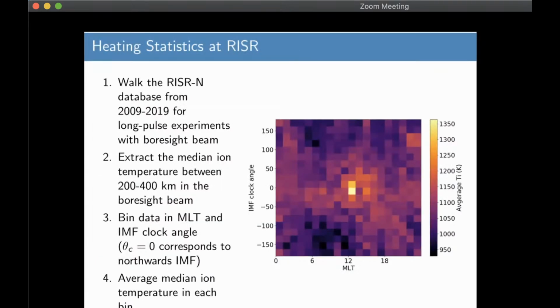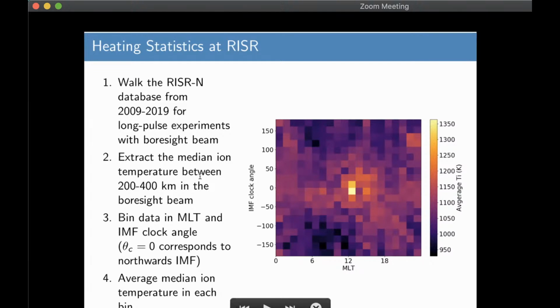So to investigate if this is common, we're going to look at the entire RISR database. RISR-N has been operational from 2009 until now. So we included the entire database from 2009 through 2019. We looked for long pulse experiments, which are F region experiments with a boresight beam. From those experiments, we extracted the median ion temperature between 200 to 400 kilometers. So basically we're looking at the center of the F region.